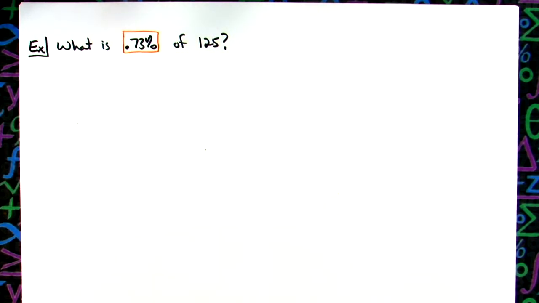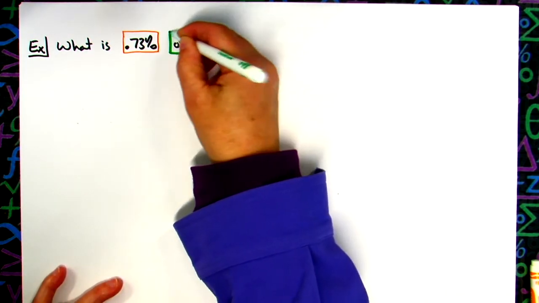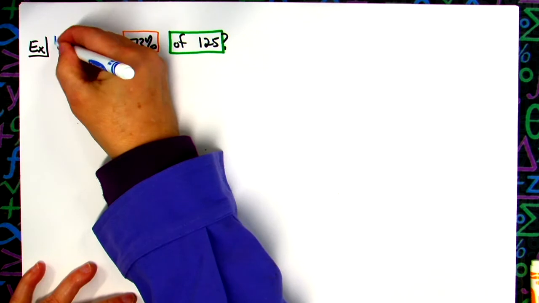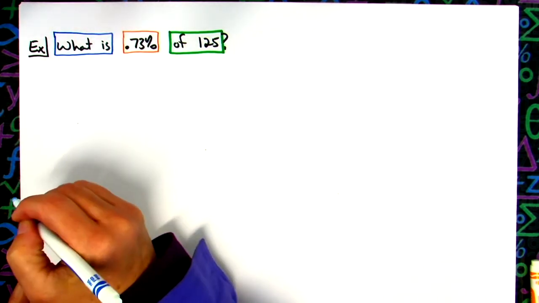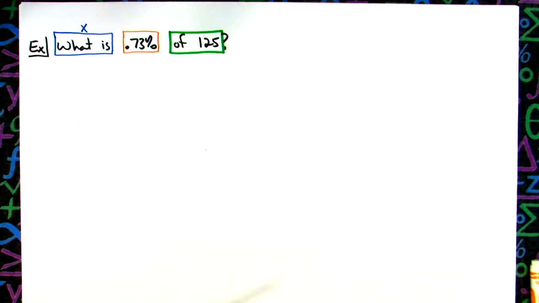Now, hopefully that makes sense then, that the of number has to be the 125. And then what is the question? So the is number is going to be what? X, because that's what we're trying to solve for. So that's going to be my X.